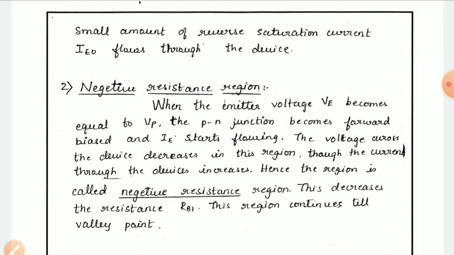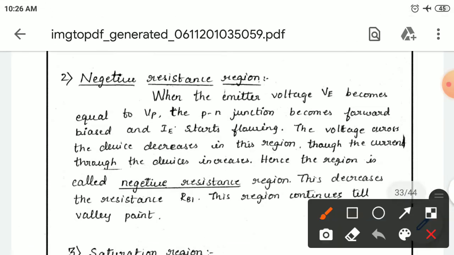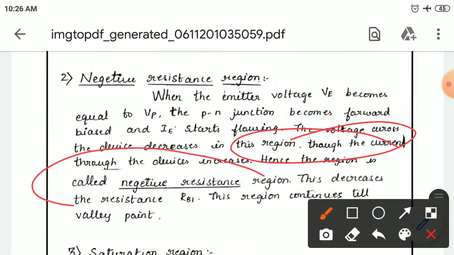The current through the device increases, hence the voltage is reduced here. Though the voltage is reduced, the current increases. For this reason, this region of operation of the UJT is called the negative resistance region.